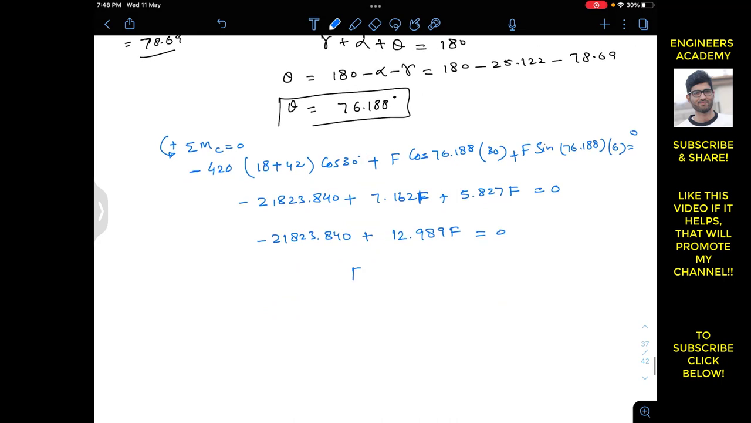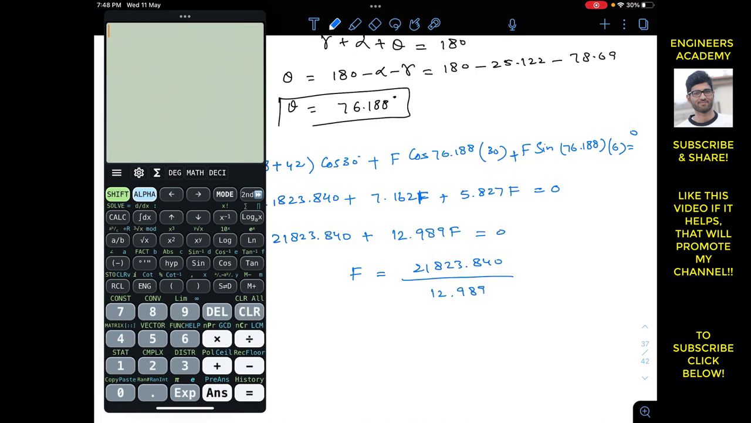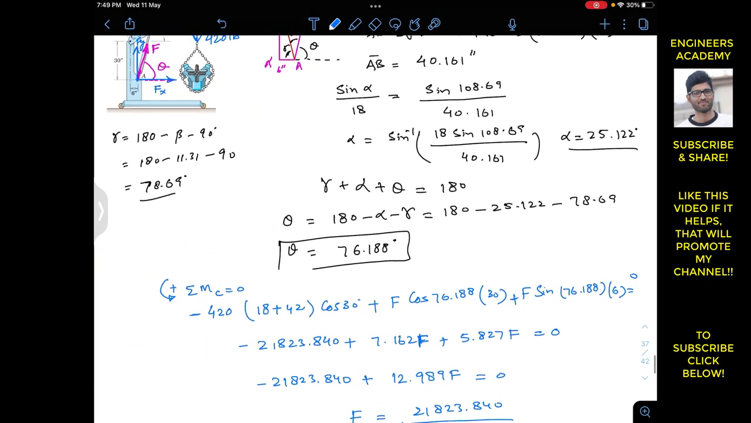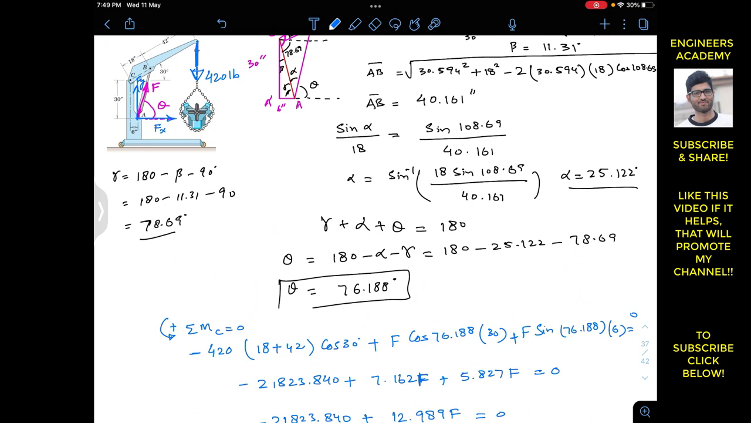F is equal to 21823.840 divided by 12.989. This is 21823.840 divided by 12.989. This gives us force equals approximately 1680 pounds. So now we want to find the pressure applied by this piston arrangement from A to B.